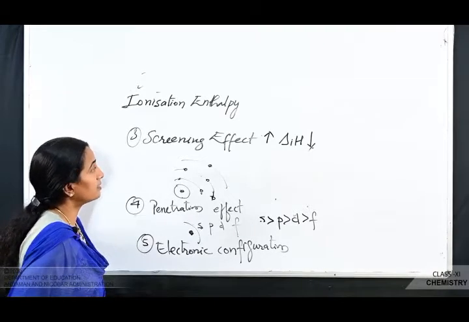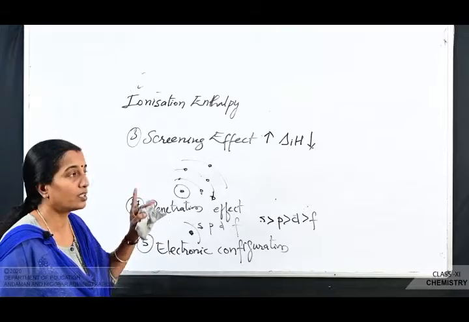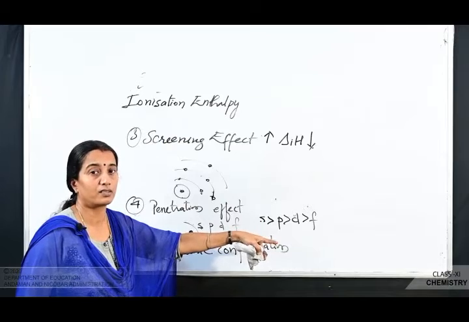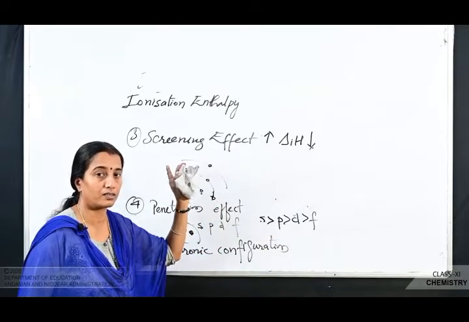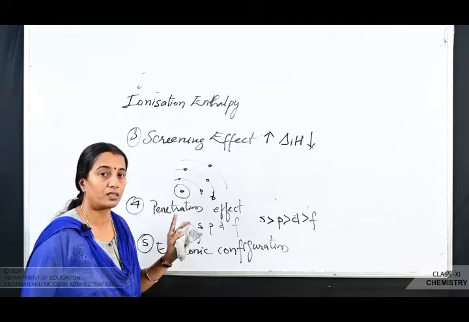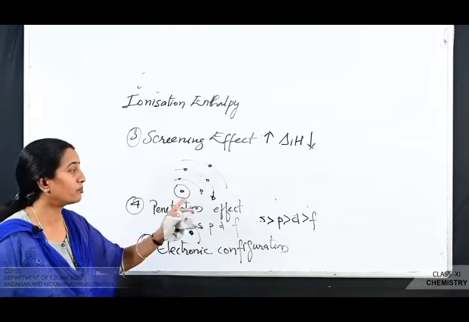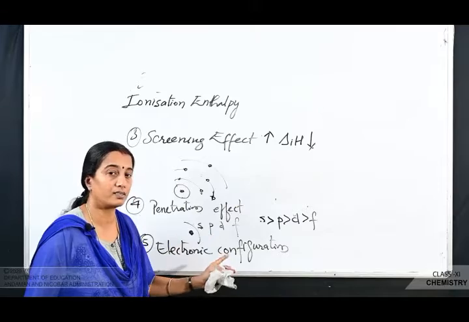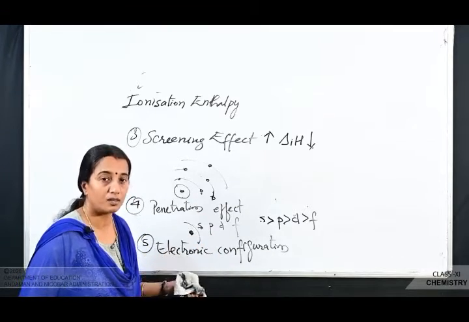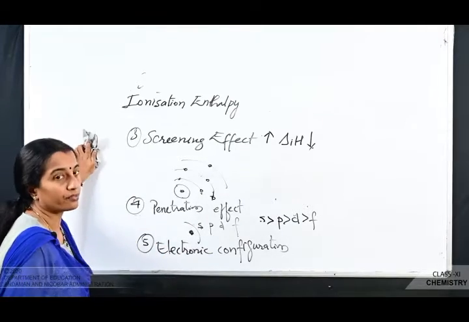Now let's see the five factors. If the size of the atom decreases, ionization enthalpy increases. In the same way, if the nuclear charge increases, ionization enthalpy also increases. Screening effect increases, ionization enthalpy decreases. Penetrating power increases, ionization enthalpy increases. And for electronic configuration, a half-filled or completely filled state is stable, so more energy is required to remove the electron. These are the five factors.